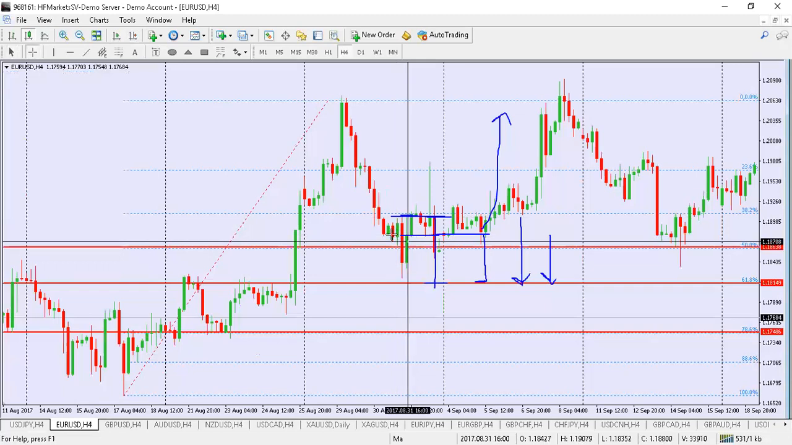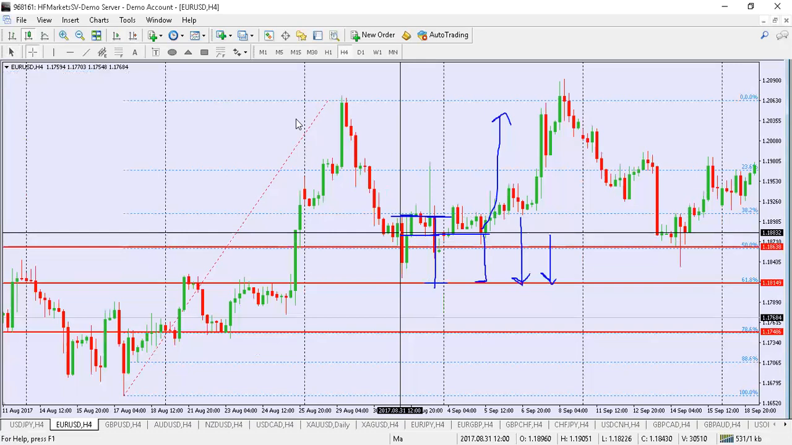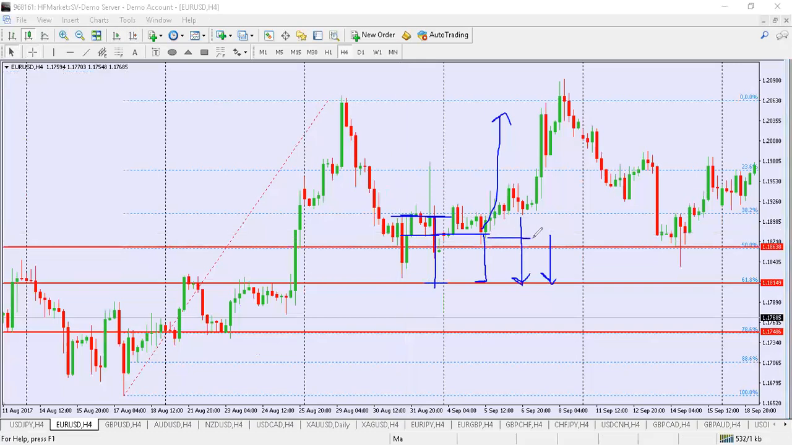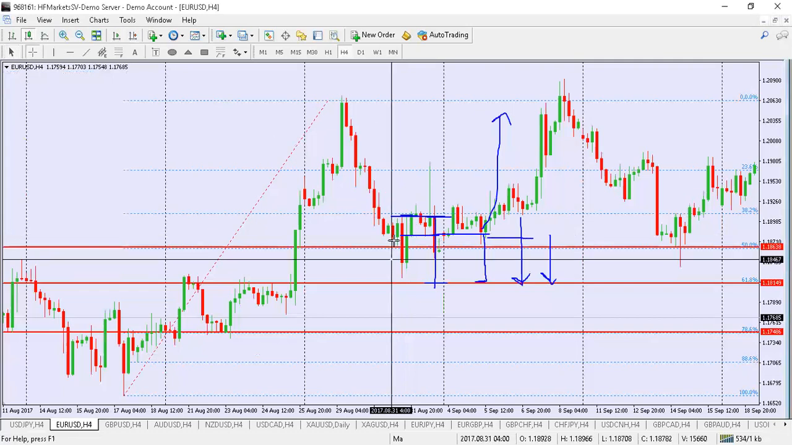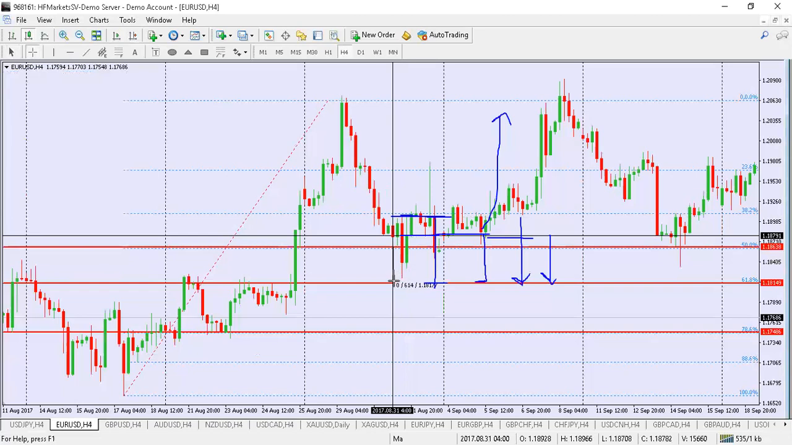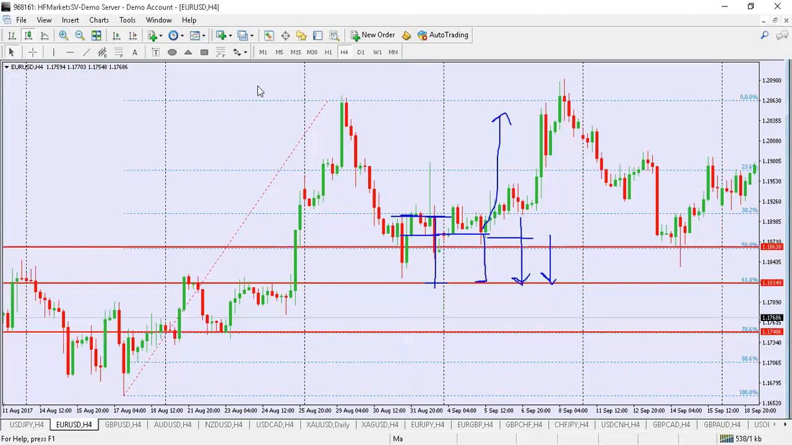So yeah, the best place to enter would have been right at this point here. If I enter there, in case I lose that trade, my loss will be 63 pips. And I'll start looking at my profit target. So I'm looking at at least 120 pips, somewhere like 120 pips.